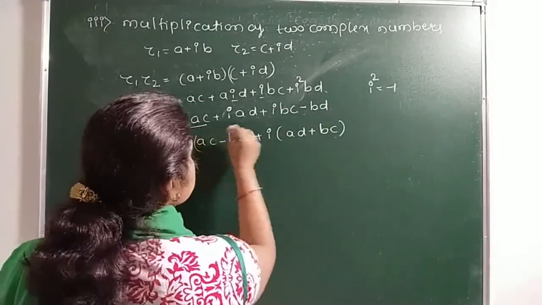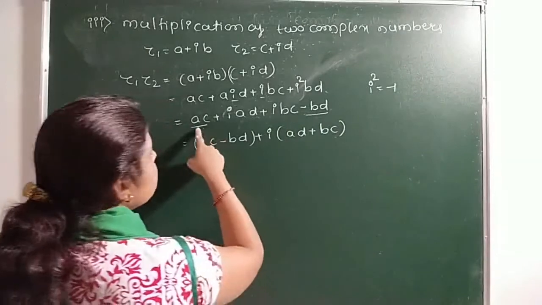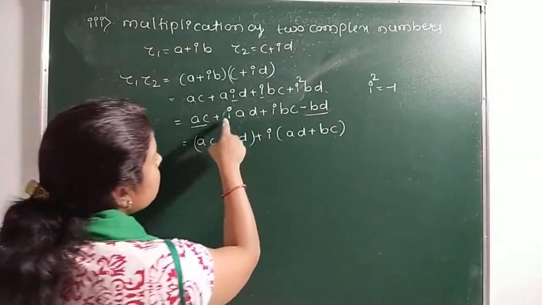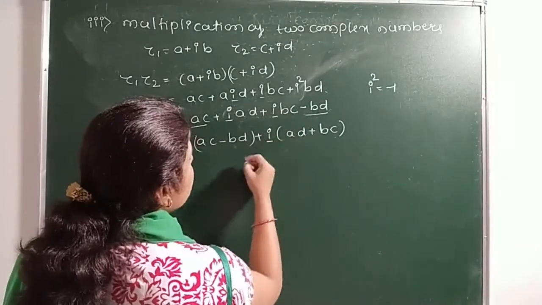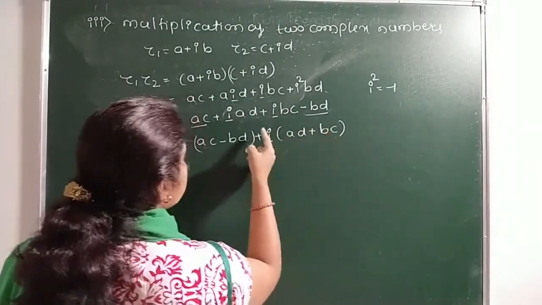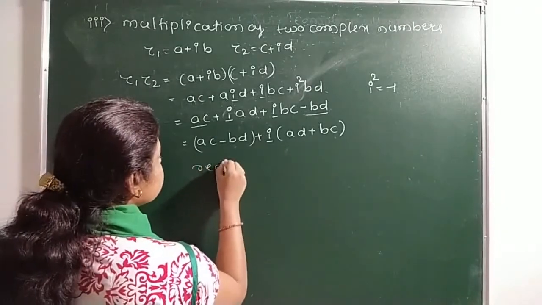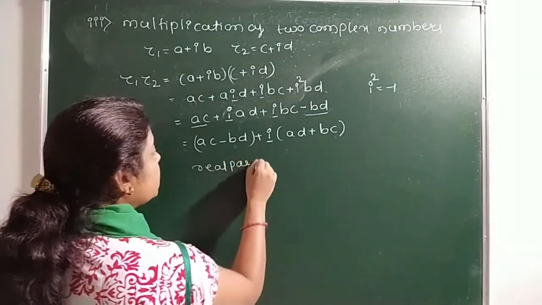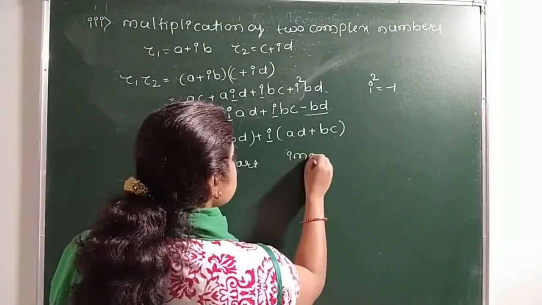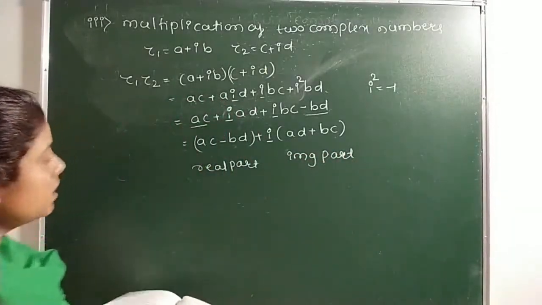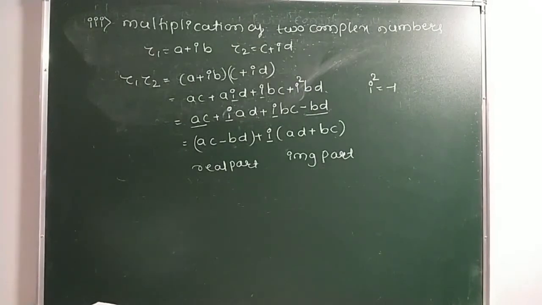Here this is not having the i term, that's why ac minus bd we have to make one side. Here the i term we have to take common and make it another side. Without the i term, that becomes the real part. With the i term, that becomes the imaginary part. Like this we have to simplify our multiplication of two complex numbers.